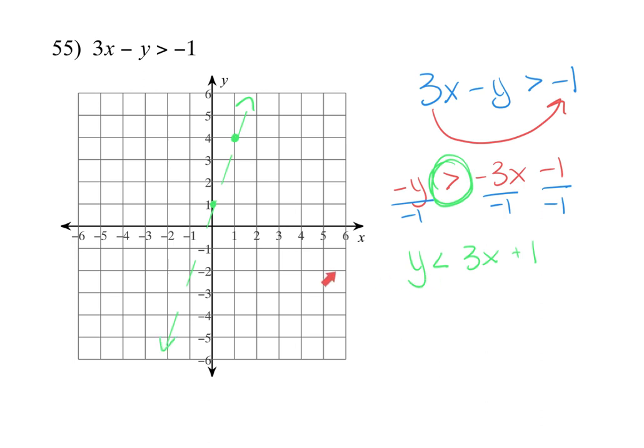Less than, I'm going to go on my y-axis. I'm at +1. This side of the line is bigger than +1. This side of the line is less than +1. So I am going to shade this side of the line, where the y-axis makes it smaller than +1.